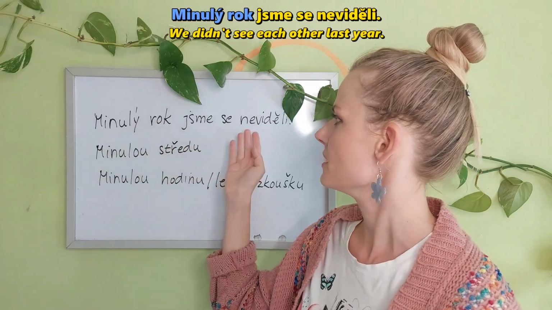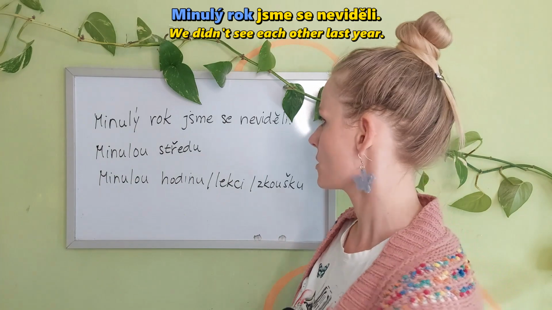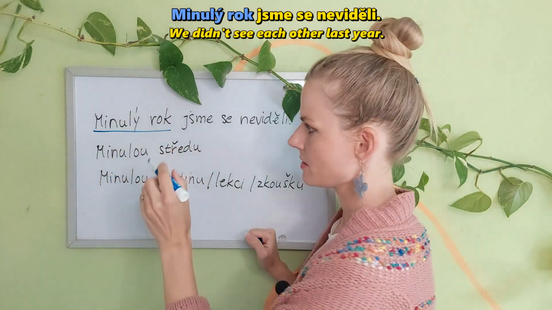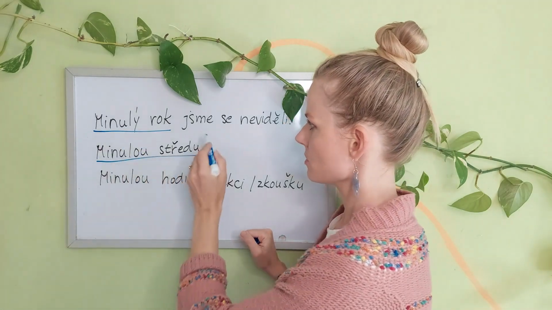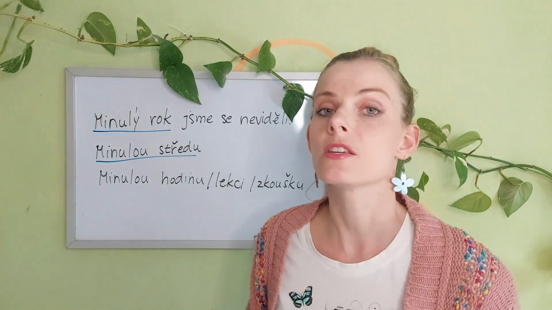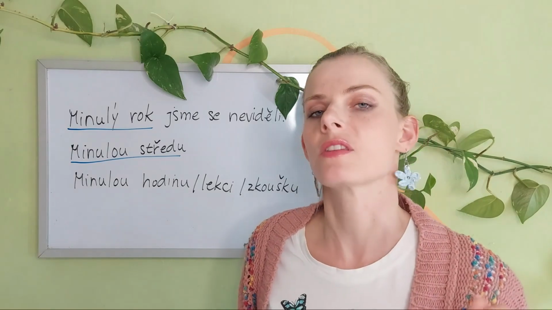Minulý rok jsme se neviděli. We didn't see each other last year. Minulý rok. This is the accusative case. And here it's clearer. Minulou středu jsme se neviděli. We didn't see each other last Wednesday. Minulou středu jsme se neviděli.